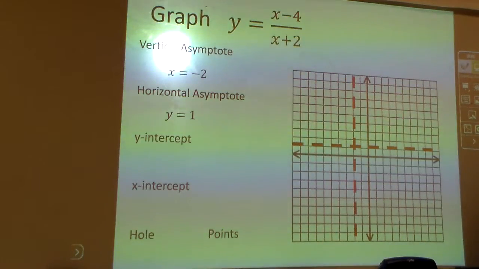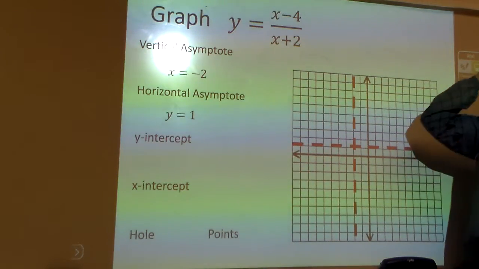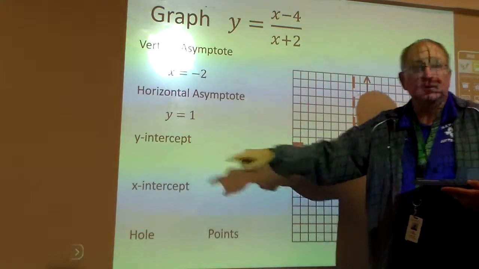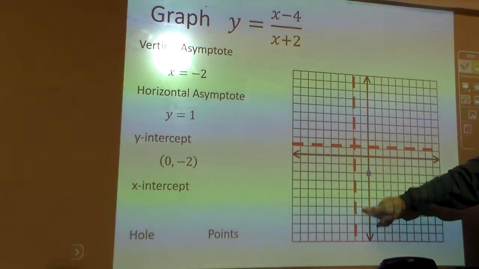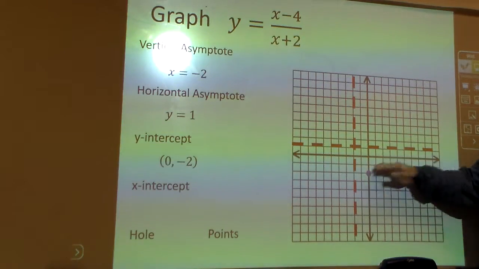So we've got some points we can check out, right? First off, they give us some points. We already found the y-intercept, which was 0, -2. Let's put a dot at 0, -2. You know what that tells me? I know I'm going to have one curvy L somewhere over here on the bottom side, right?